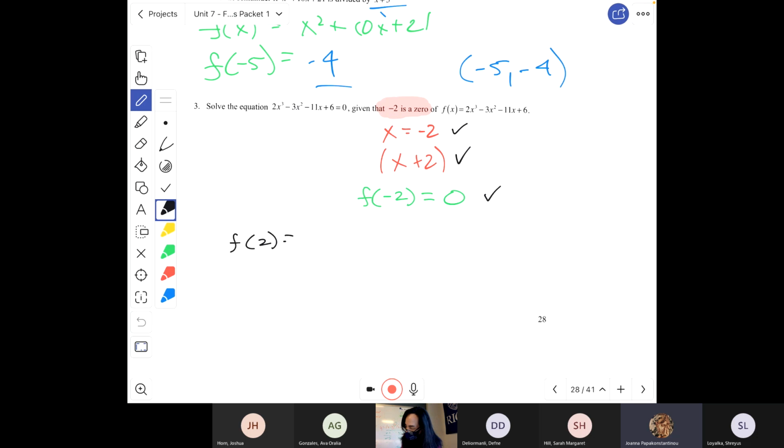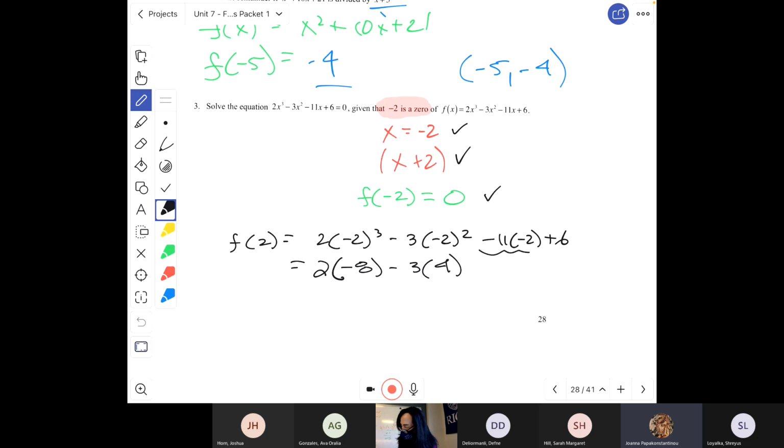I'm going to go ahead and use substitution. Okay, so what is this going to give me? 2 times what? Minus 3 times what? And what would this be? Plus 22 plus 6, right? So -16 minus 12 plus 22 plus 6, what does that give me? 0. Aha! It better, right?